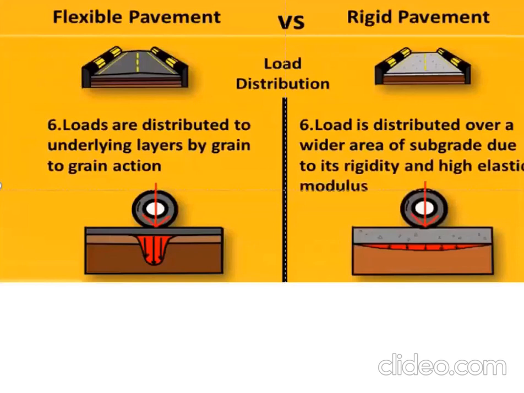The load distribution: there is always a stress bulb, as you can see here. This stress bulb is always for flexible pavement. It means you can see that the load stress is maximum here, and gradually when you go below it, the stress is minimum.